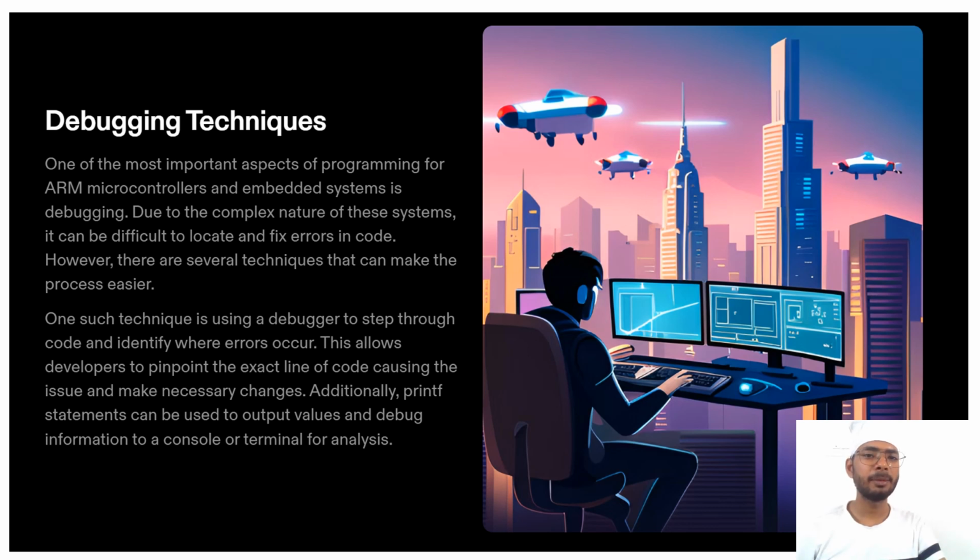In this slide, we have debugging techniques. One of the most important aspects of programming for ARM microcontrollers and embedded systems is debugging. Due to the complex nature of these systems, it can be difficult to locate and fix errors in code. However, there are several techniques that can make the process easier. One such technique is using a debugger to step through code and identify where errors occur. This allows developers to pinpoint the exact line of code causing the issue and make necessary changes. Additionally, printf statements can be used to output values and debugging information to the console or terminal for analysis.